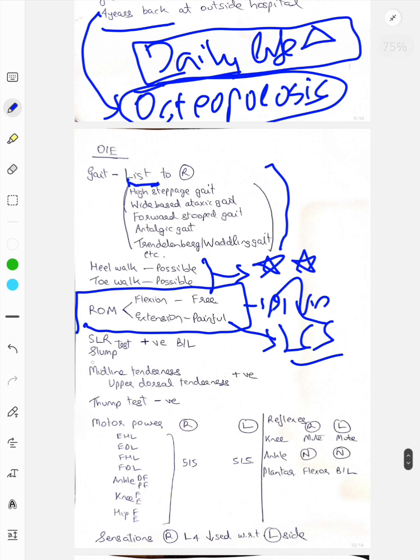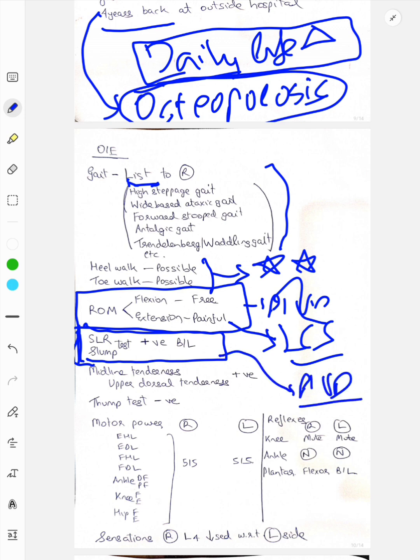So next is the SLR test. This is very important: the SLR test, or the nerve root stretching or compression test. If the SLR test is positive, there is nerve root compression or stretching, and you might be looking at a PIVD picture, right?